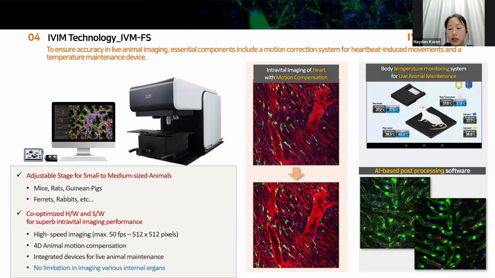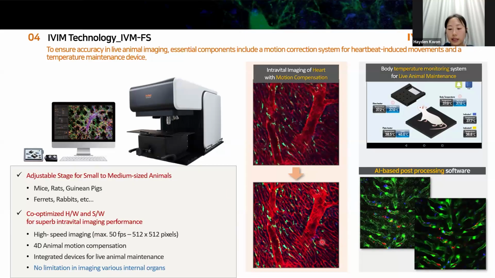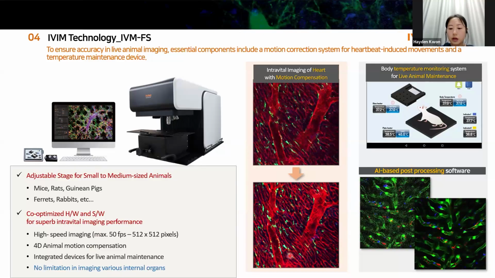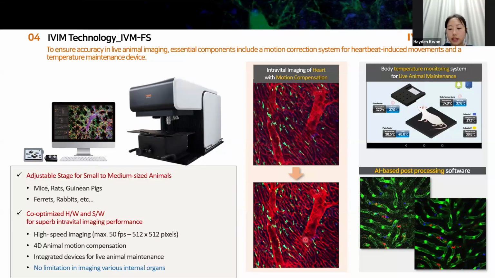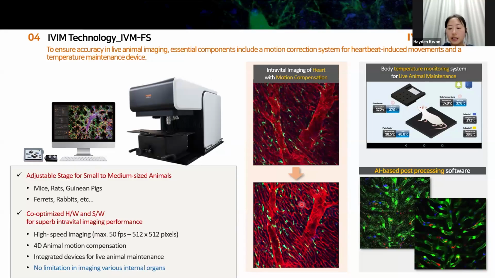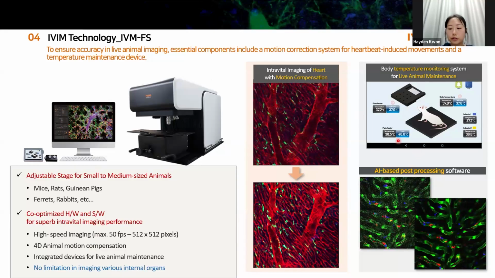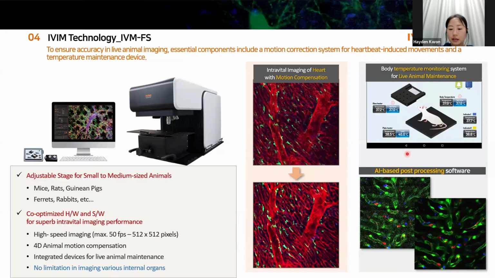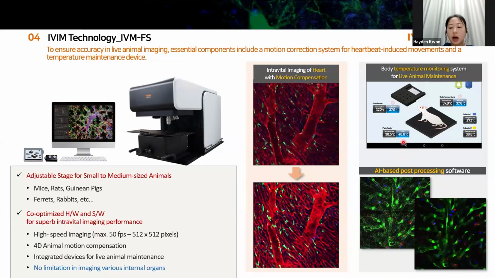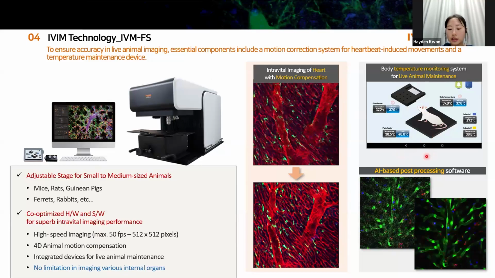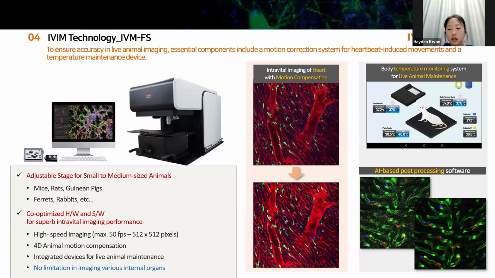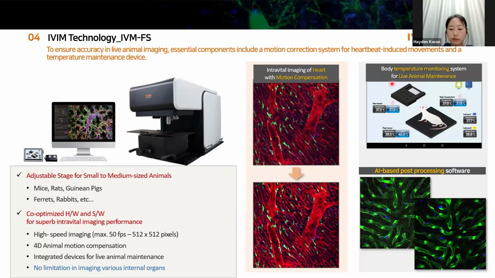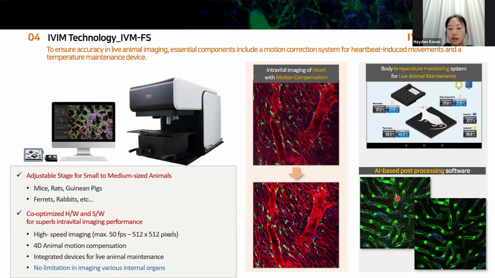Among these features, the motion compensation system corrects for organ movement, so researchers can obtain sharp and accurate images even in highly dynamic organs. And the real-time temperature monitoring system ensures that an animal's body temperature is continuously tracked and adjusted if needed throughout long imaging sessions.